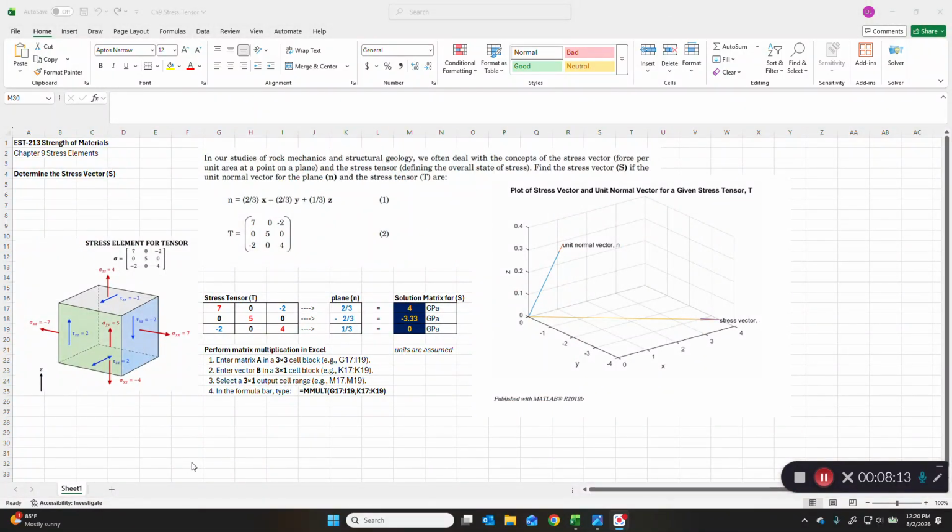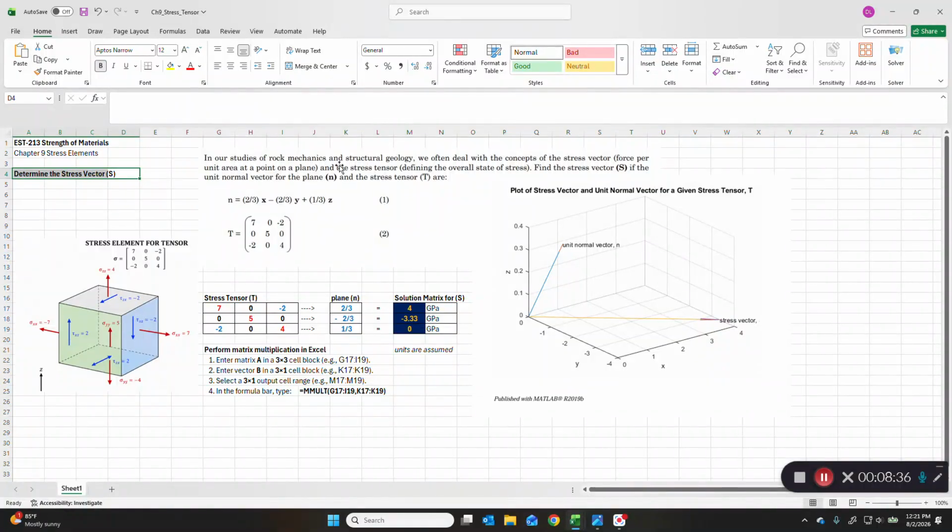Our second example is interesting, and this comes from the field of rock mechanics and structural geology. I'm actually a geologist as well, and so this is something that I found in one of my geology magazines. I think it's The Professional Geologist from AIPG, and they posed this question for readers of the magazine.